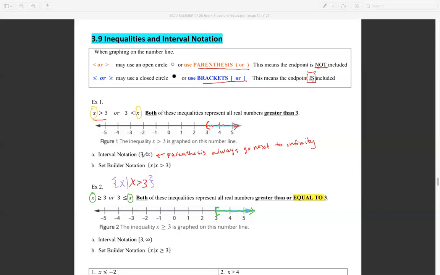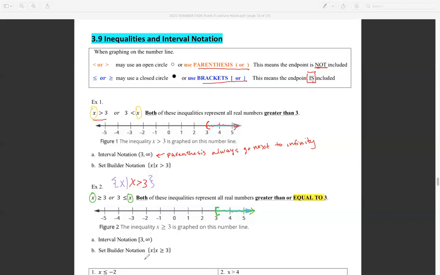Up here, we can't use 3. We could use 3.01. We could use 3.0001. You're allowed to use decimals and fractions and irrational numbers like pi and things like that. Anyway, you're not allowed to use the number 3 here, but we can on this one.